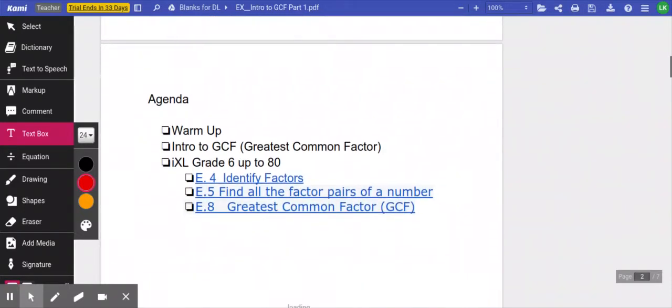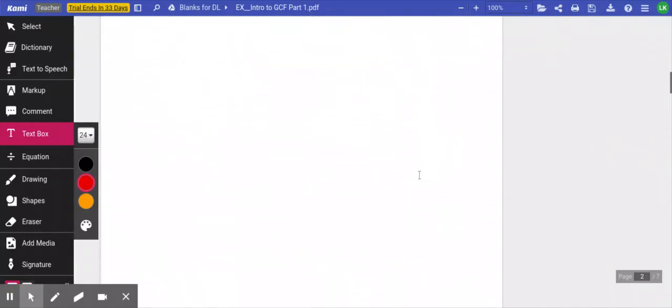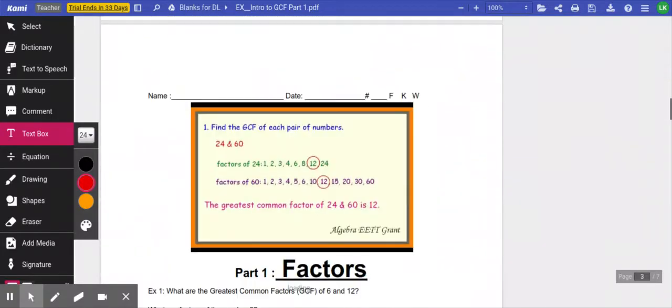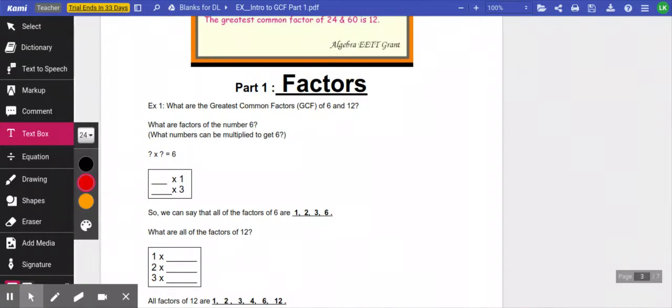So on the agenda for today, that's our warm-up. We're going to do Intro to Greatest Common Factor. And if you want some extra practice, then you can try out some of these IXLs. The links are right there. So please scroll down to page 3.